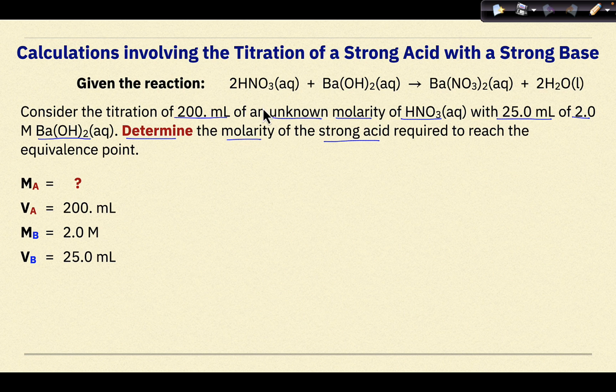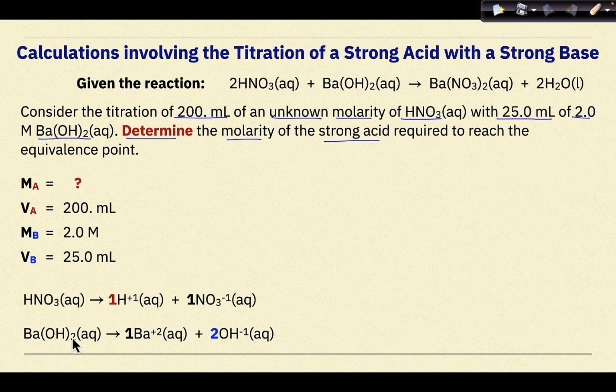To understand how this mole ratio will impact our formula, we need to look at how many hydrogen ions and hydroxide ions are produced in solution. So we know that 1 mole of HNO3 will ionize to form 1 mole of hydrogen ions and 1 mole of nitrate ions. Ba(OH)2 will dissociate to form 1 mole of Ba2+ ions and 2 moles of hydroxide ions. So when this reaction occurs, we will have 1 mole of hydrogen ions and 2 moles of hydroxide ions in solution. We need to take that into consideration when doing our calculations.